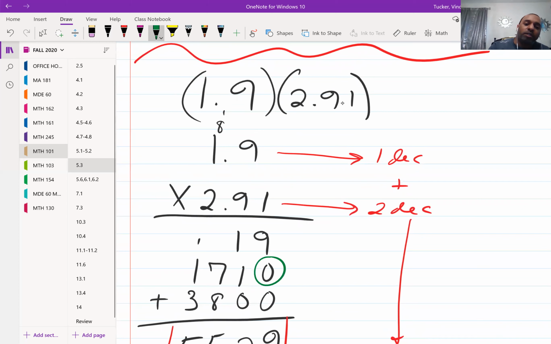Start one decimal place over. 9 times 9 is 81. Carry your 9. 9 times 1 is 9. Plus that 8 is 17. So you bring that 17 down. Go over 2 place values because in comparison to where we started, that's where we are now with the 2. So 2 times 9 is 18, carry your 1. And then 2 times 1 is 2 plus 1 to give us this 3 right here.